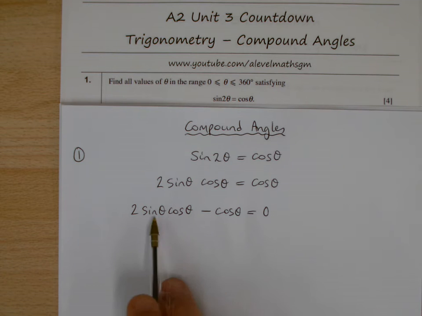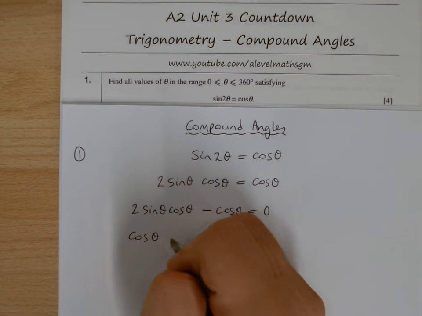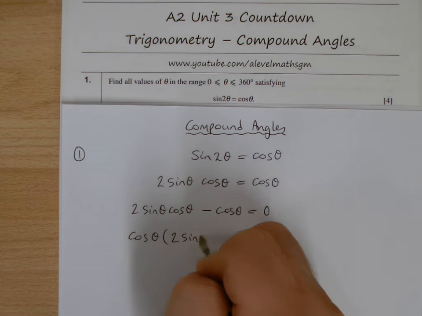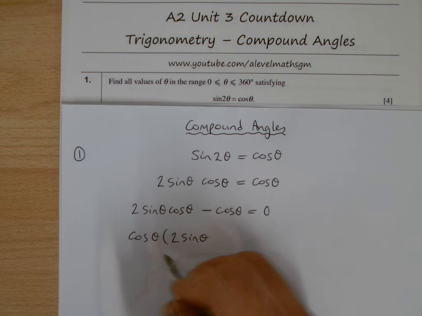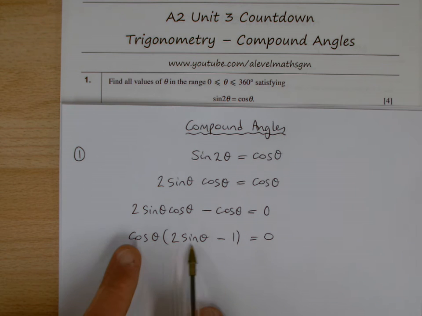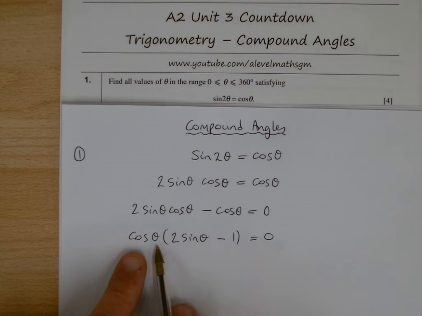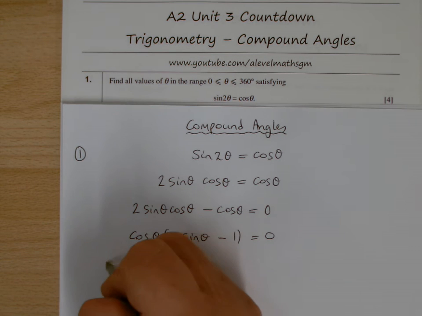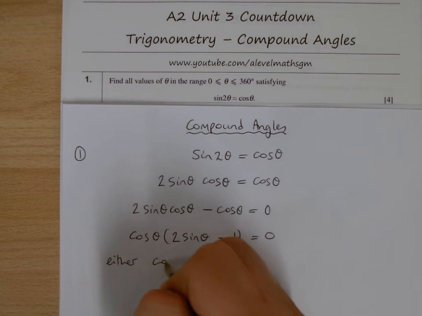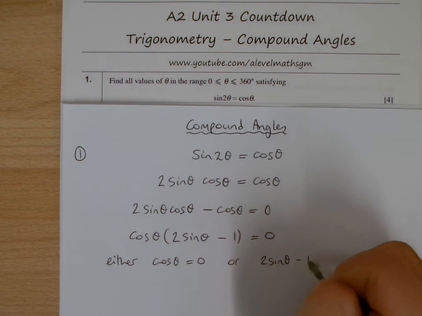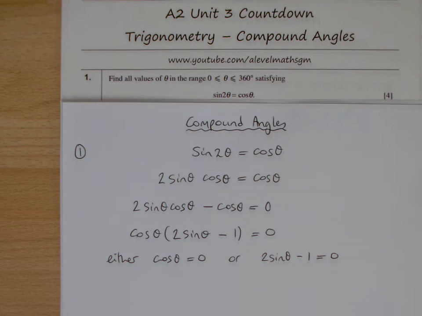You then have two terms, and we can see that cos is a common factor, so we can factorize it. So cos theta bracket, well to get 2 sine theta cos theta, I've got to times cos theta by 2 sine theta, and to get minus cos theta, I've got to times this by minus 1, equals 0. And we've got a situation where we've got two things multiplied together equal to 0. We've got cos theta times this bracket equals 0, which means one of them must be 0. So either cos theta equals 0 or 2 sine theta minus 1 equals 0. One or the other.